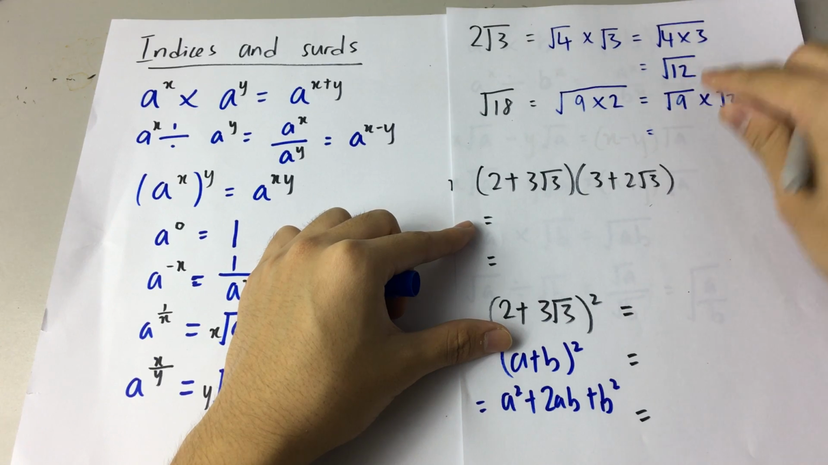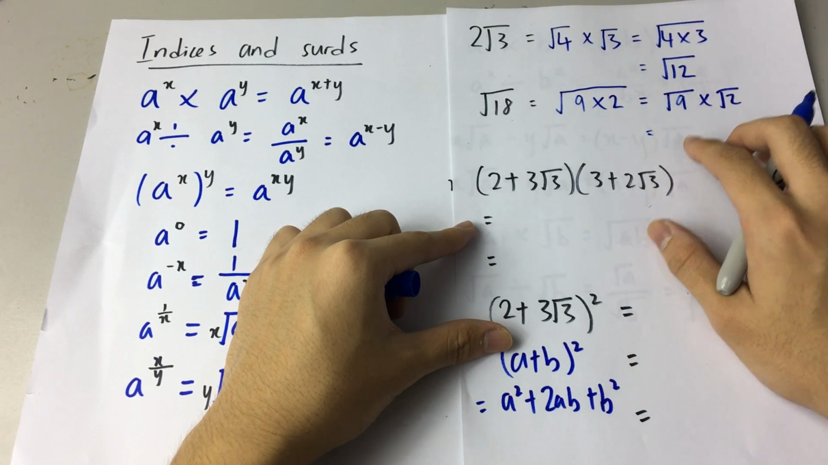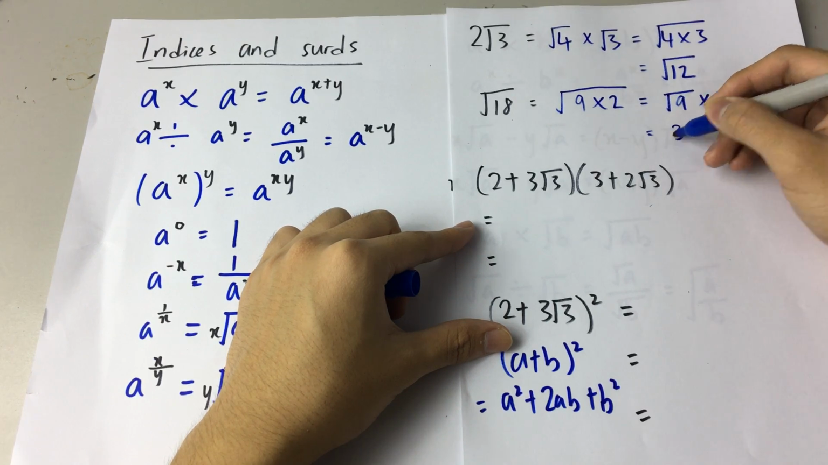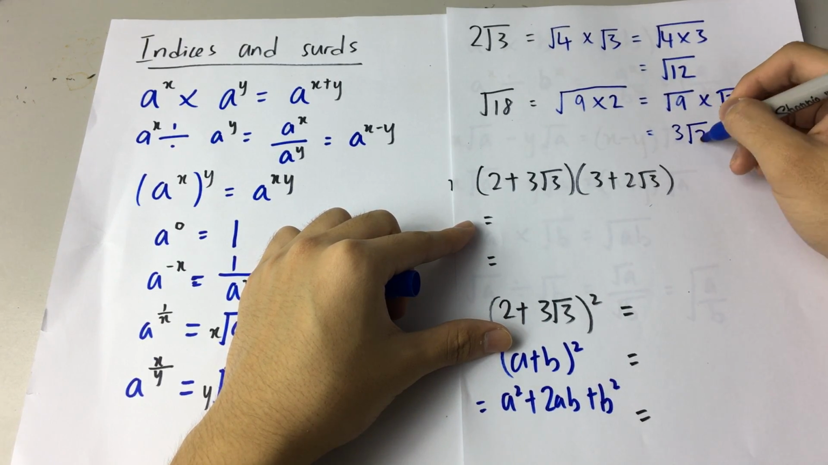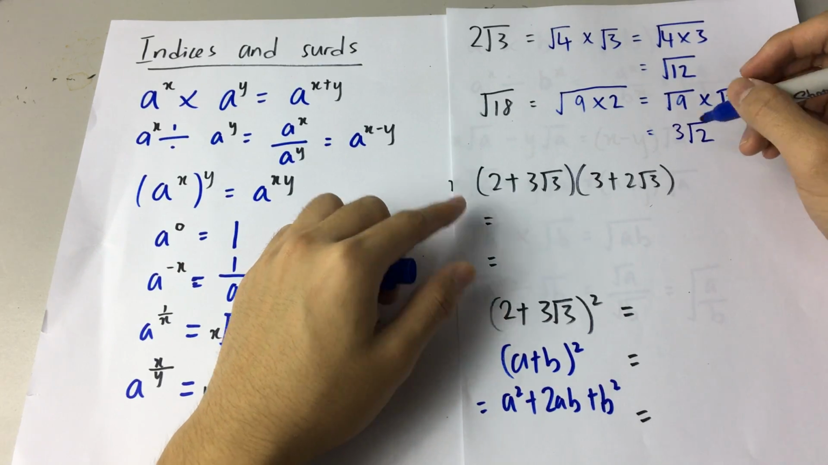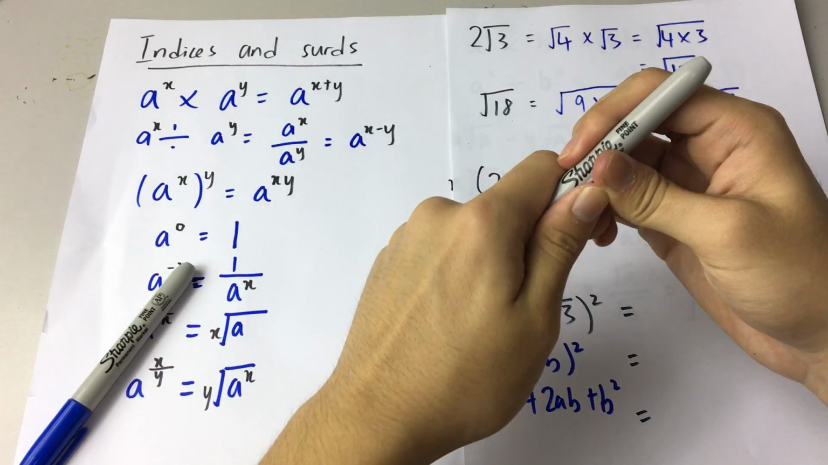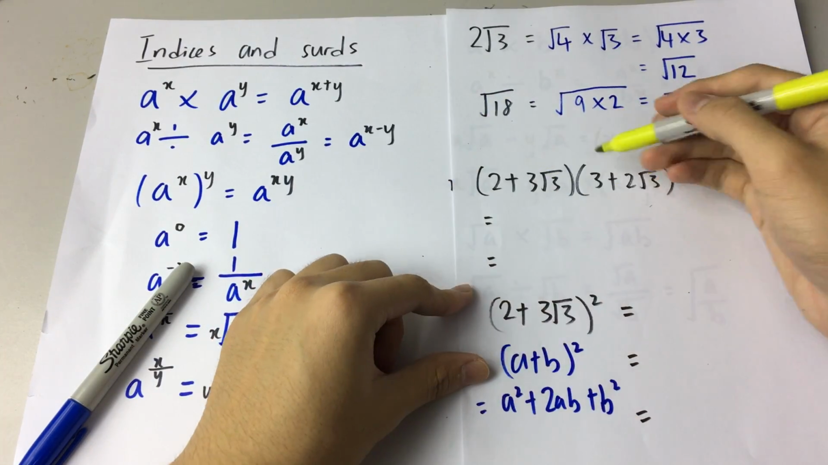Using the property, the 9 and the 2, we can separate it out, using the property of roots. Now you see root 9 is equal to 3, so we get 3 times root 2. Clear? Easy.